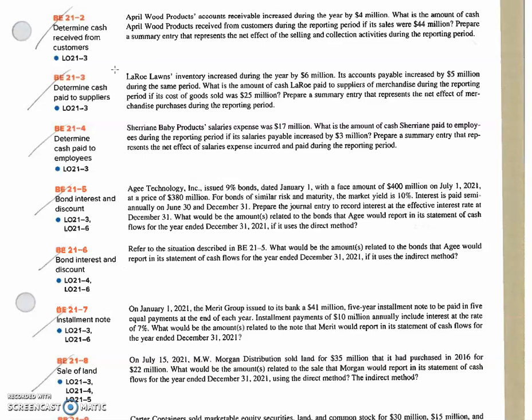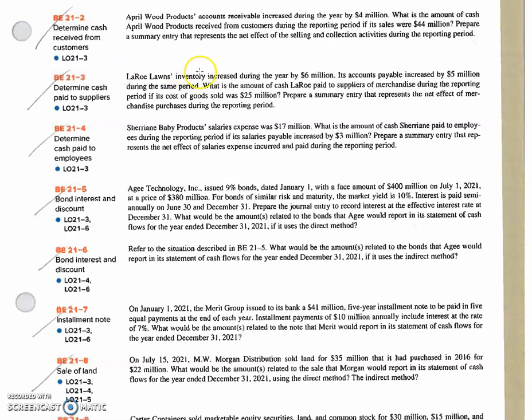Now let's just stop and think about that one for a minute. If their inventory increased by $6 million, that means that we bought $6 million more worth of inventory than we sold in cost of goods sold. So what does that mean? That means potentially cash flows to suppliers of inventory were $6 million more than our cost of goods sold. So in our summary entry, the way we increase inventory is to debit inventory. So we're going to have a debit to inventory for $6 million.